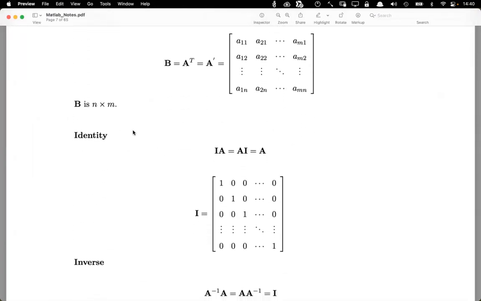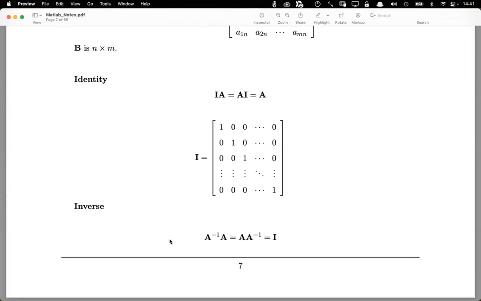Identity. So the identity matrix is a special matrix, just like the number 1 for numbers. The identity matrix I times A equals A times I equals A. In the identity matrix I, you can see just the diagonal elements have the value 1. Other elements are just 0.